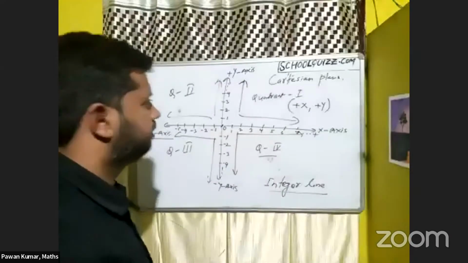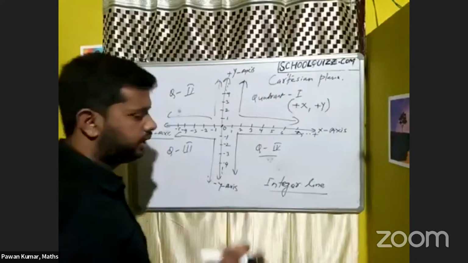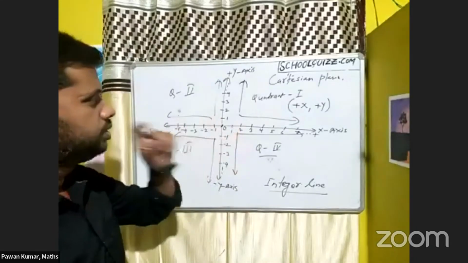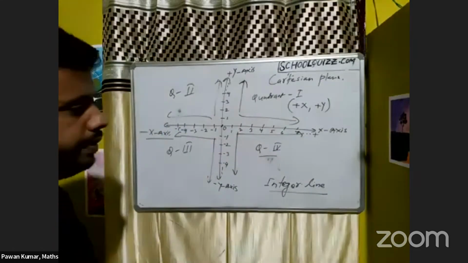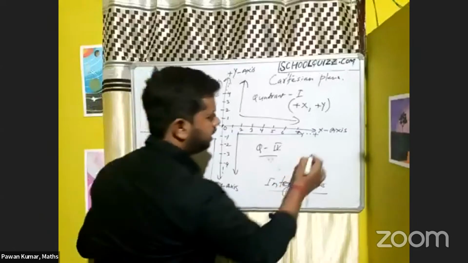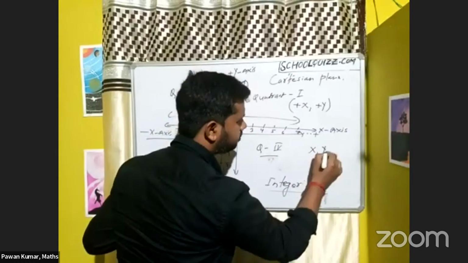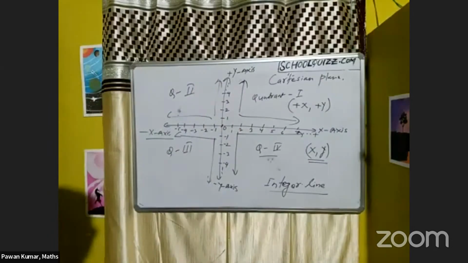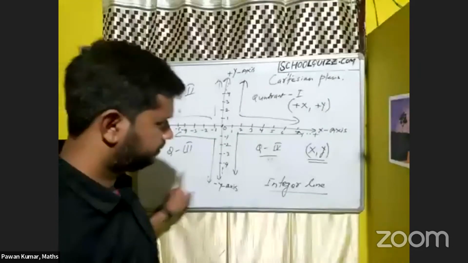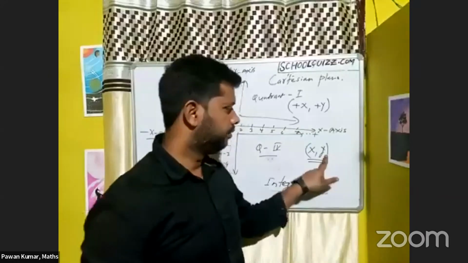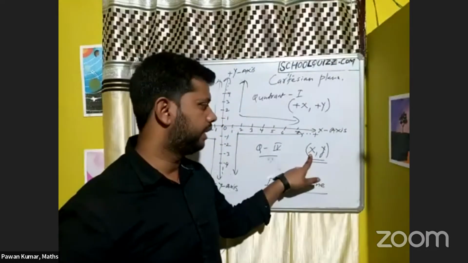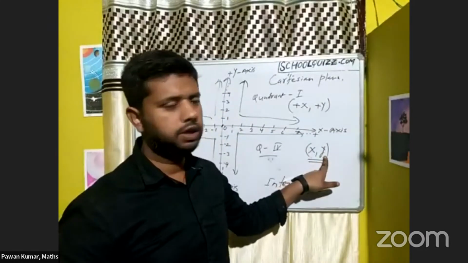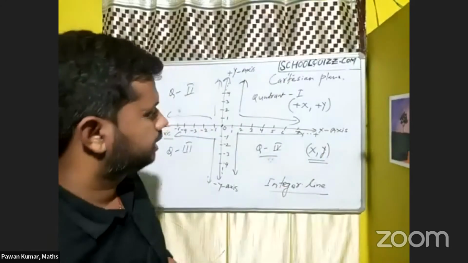Suppose there is any point, and one more thing we need to discuss here. To represent a point, we will always write it as x comma y. Whenever we represent any point, we write it as x comma y. The first value is always for x, the second value is always for y. So we will represent it like that.